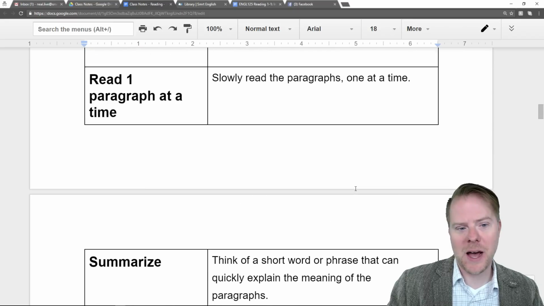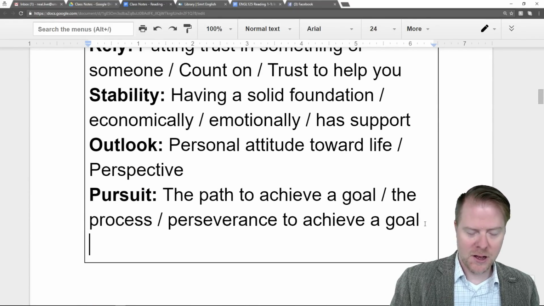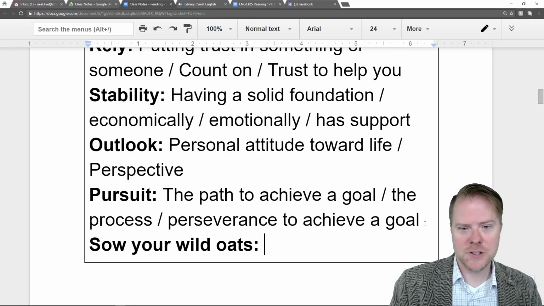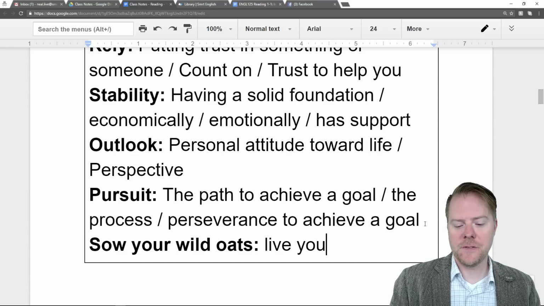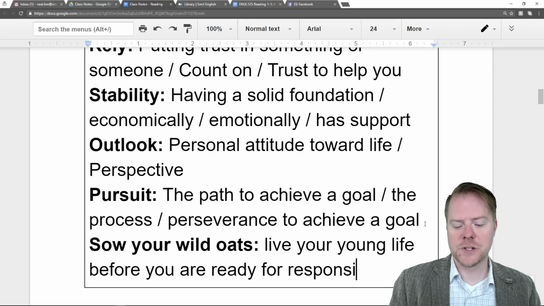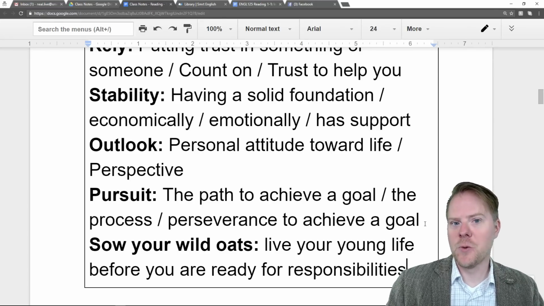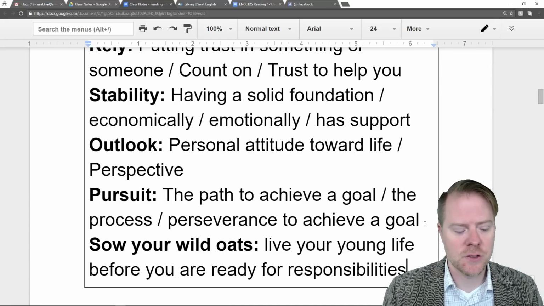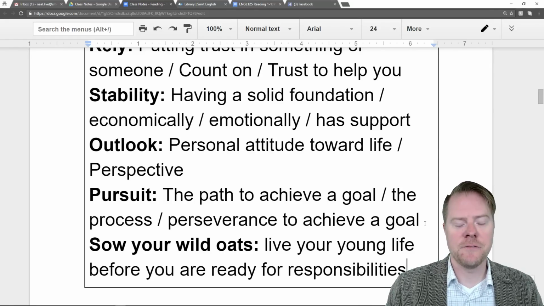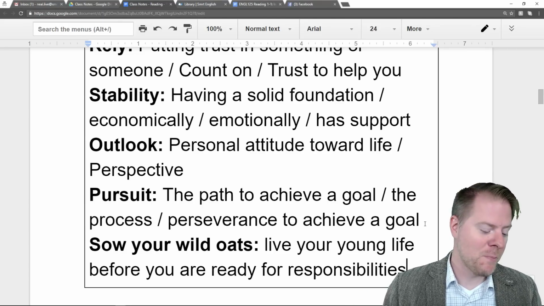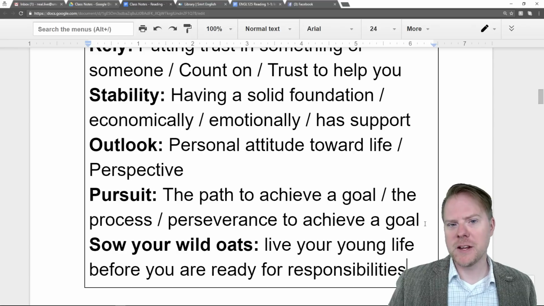Okay, I'm going to give you another idiom. I'm going to go back up to the vocabulary. Jesus, what you're talking about is sow your wild oats. Very strange idiom. Sow your wild oats means live your young life before you are ready for responsibilities. Oftentimes you want to enjoy things. You want to maybe enjoy having many relationships. You want to enjoy going out and hanging out with your friends. You want to enjoy going out and seeing the world.